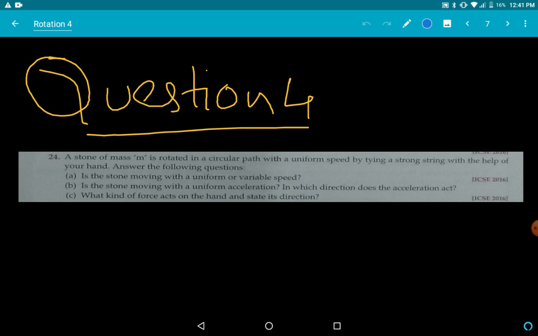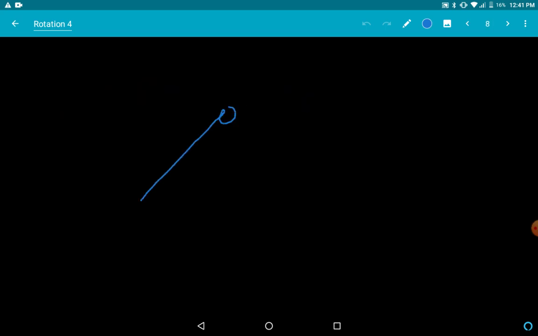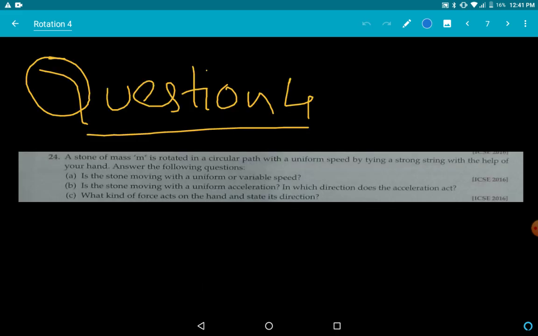Now here we have got a question of ICSE 2016. Important one. A stone of mass m is rotated in a circular path with a uniform speed, tied with a strong string, meaning it will not break, with the help of a hand. Answer the following questions. Is the stone moving with uniform or variable speed?